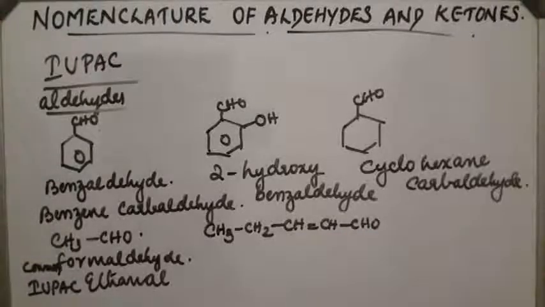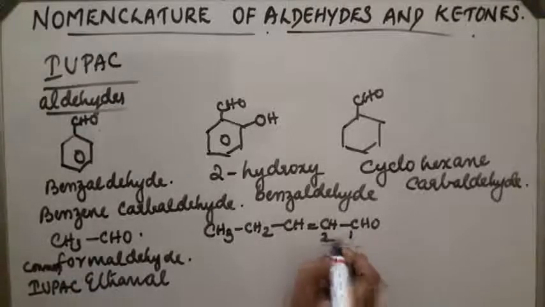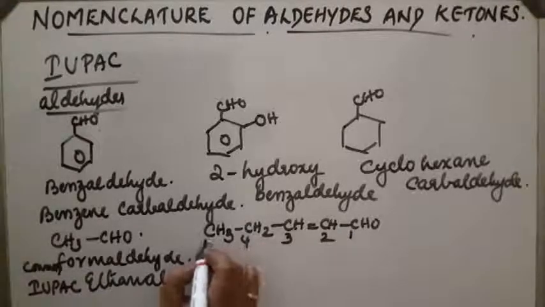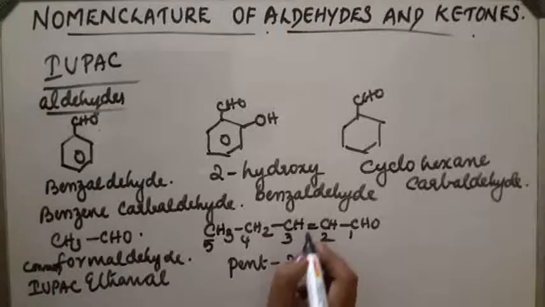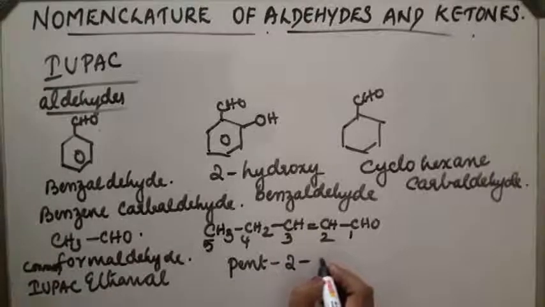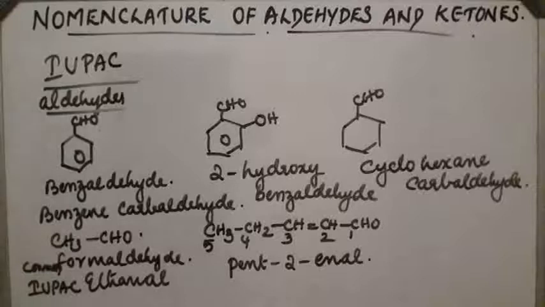The parent alkane is pentane. We have to number from here: 1, 2, 3, 4, 5. So it will be pent, then the second position double bond, 2-enal. This will be the name of the compound.